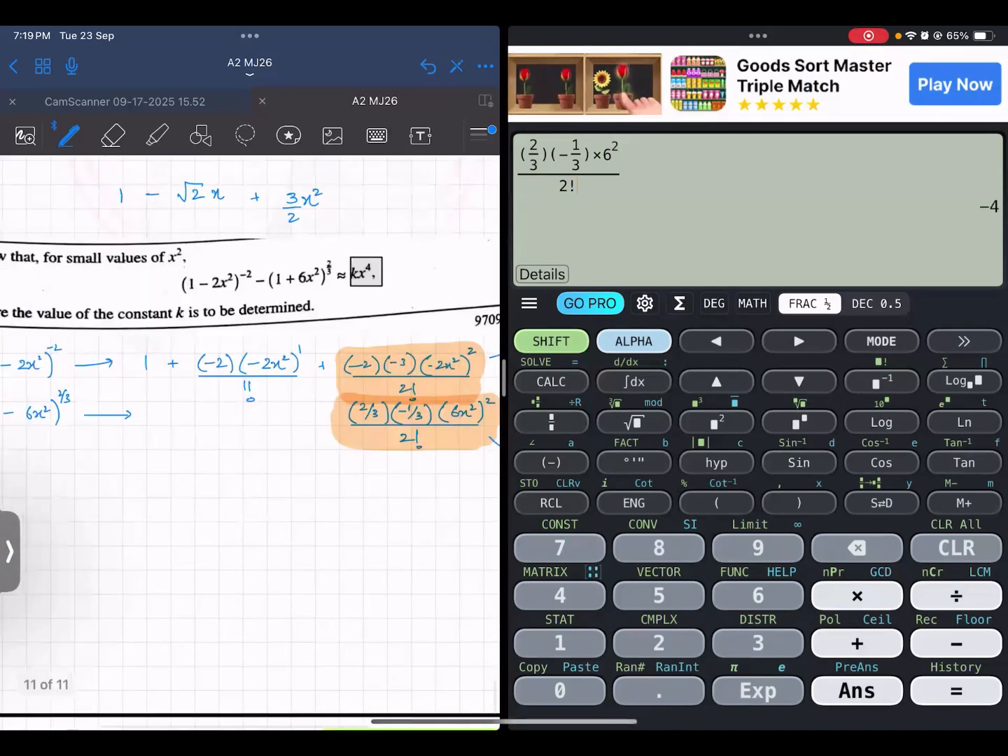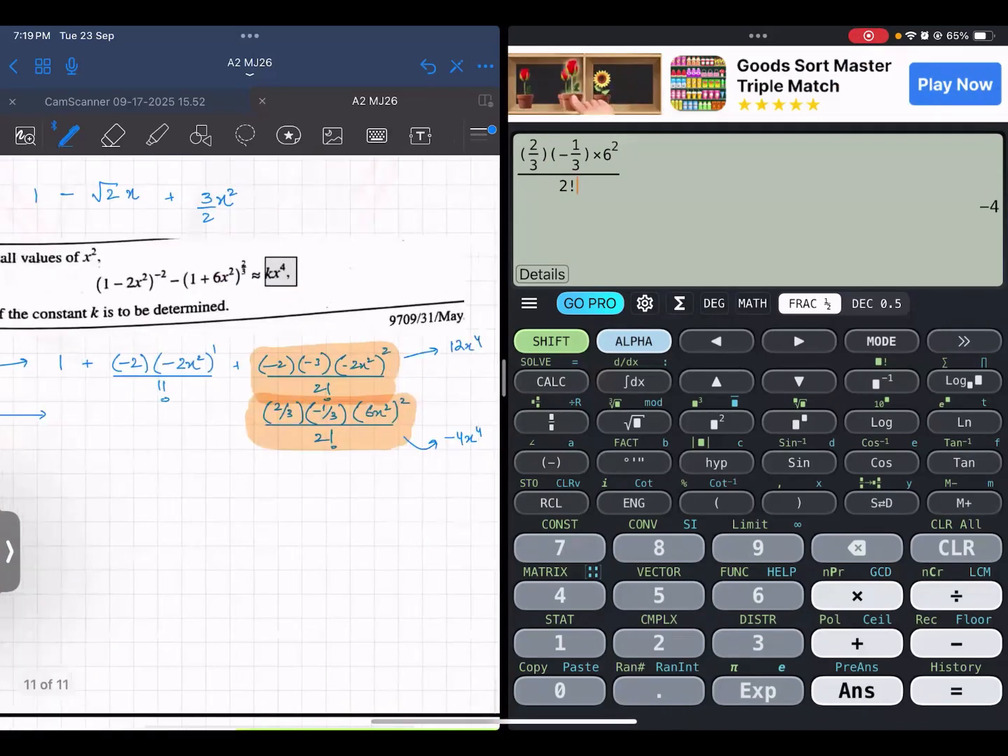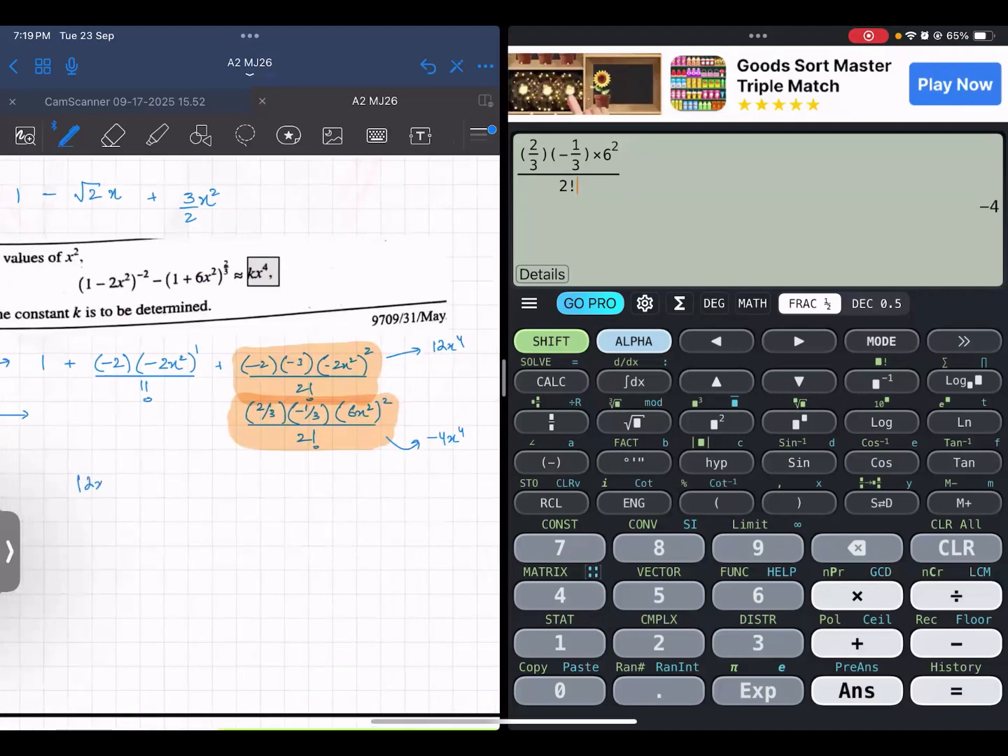And now if you write them down, this is 12x power 4 from this bracket's expansion, then you have a minus, because you have a minus in between. And then you have the expansion of the second bracket, from which your concerned part is minus 4x power 4. Then you simplify, add them together, and you will get 16x power 4. And the value of k is 16. Get it?